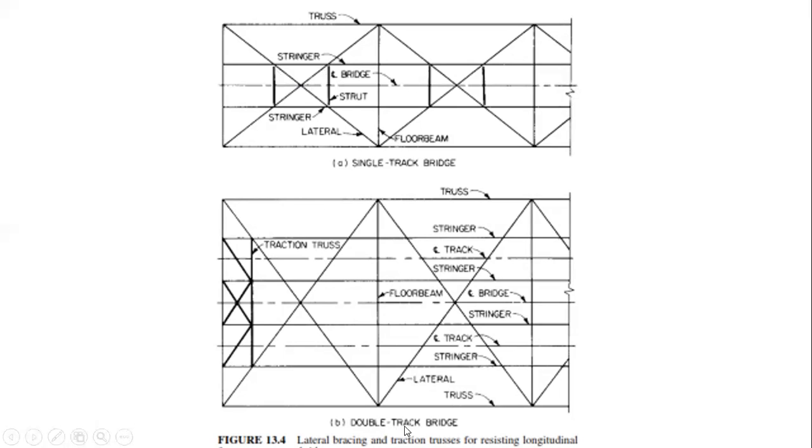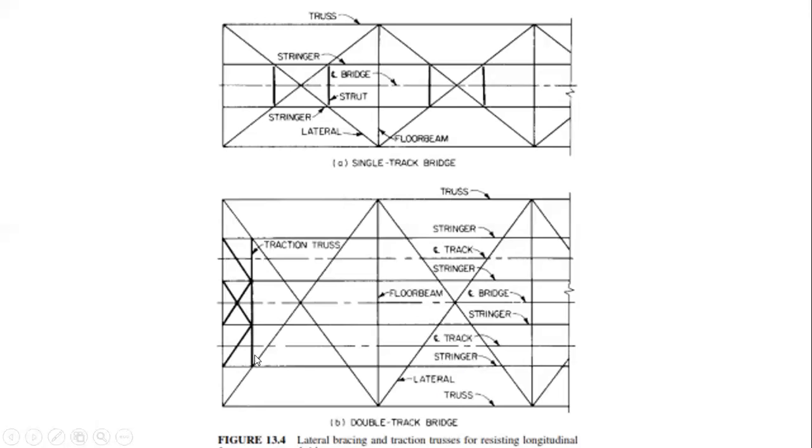Now suppose it is a double track bridge, so what will I do here? We have to provide these cross bracings as they are. This is the center line of the bridge here. On the right side of this center line, we have one stringer here, one stringer here, and this is my center line of the track. Similarly, on the other side, this is my stringer, this is my stringer, and this is the center line of the bridge. So I have to provide the stringers here as usual practice.